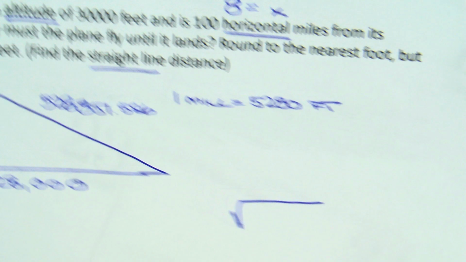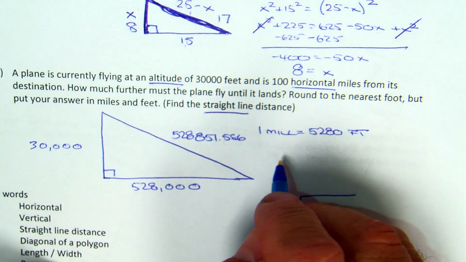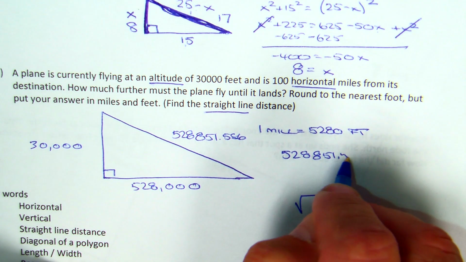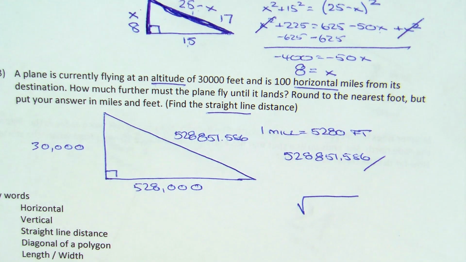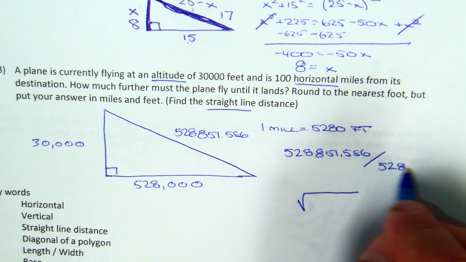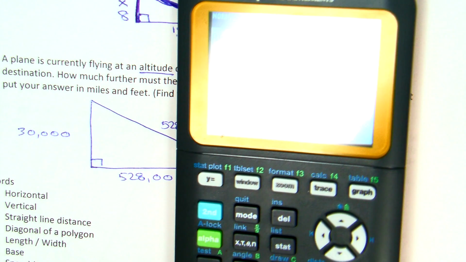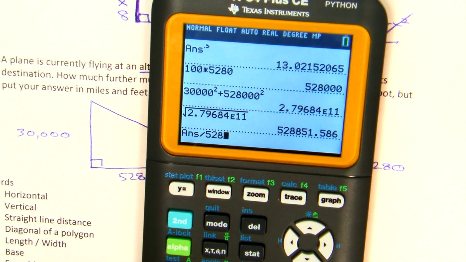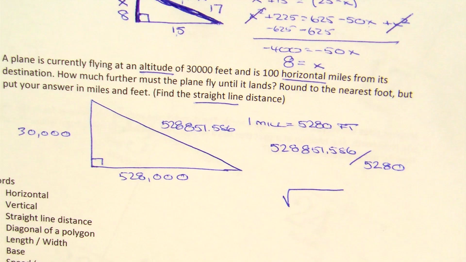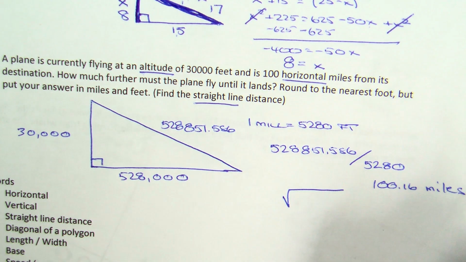All right. So now we want to do the conversion. This is what we want to do. We want to write down 528,851.586. And we want to divide that by the conversion rate, which we will give you, which is what? 5,280. Good? Good? So I go back here, and I divide by 5,280. I get that. Makes sense so far? So I got 100.16 miles.